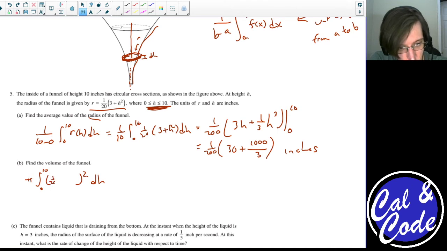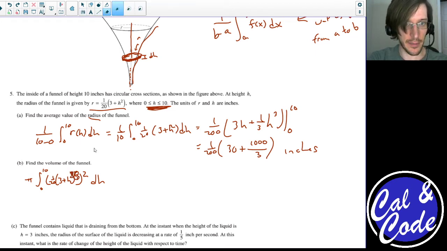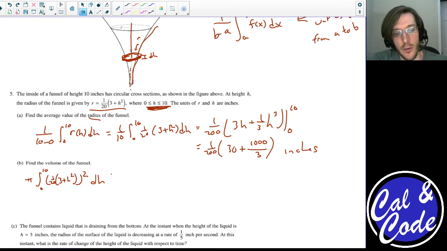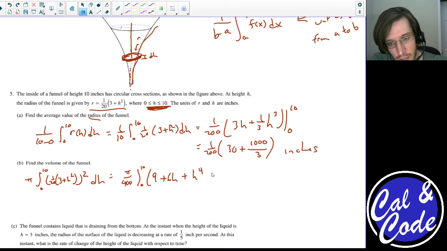The radius function is 1/20th times 3 plus h squared. When I square all that, or 3 plus h squared, excuse me, let me come in here and fix that. That got a little wild. Okay, I'm going to go ahead and square that 1/20th. That gives me 1 over 400, so I got pi over 400 on the outside. And I'm going to square the 3 plus h squared before I integrate. That gives me 9 plus 6h squared plus h to the 4th.